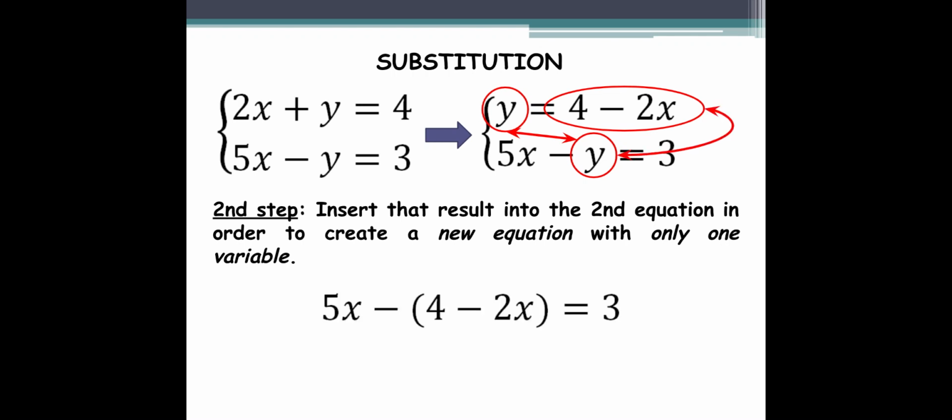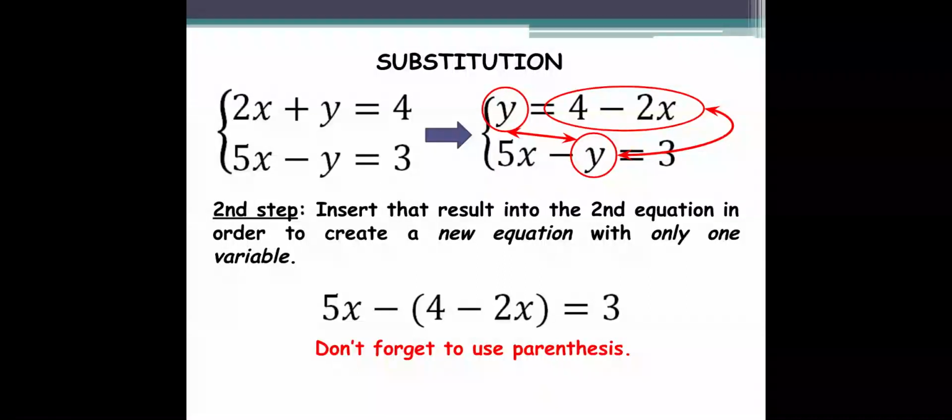So now our new equation with only one variable is 5x minus (4 minus 2x) equals 3. Don't forget to use the parentheses. This will affect whether the values are negative or positive. So as you can see, there are parentheses around the y value.